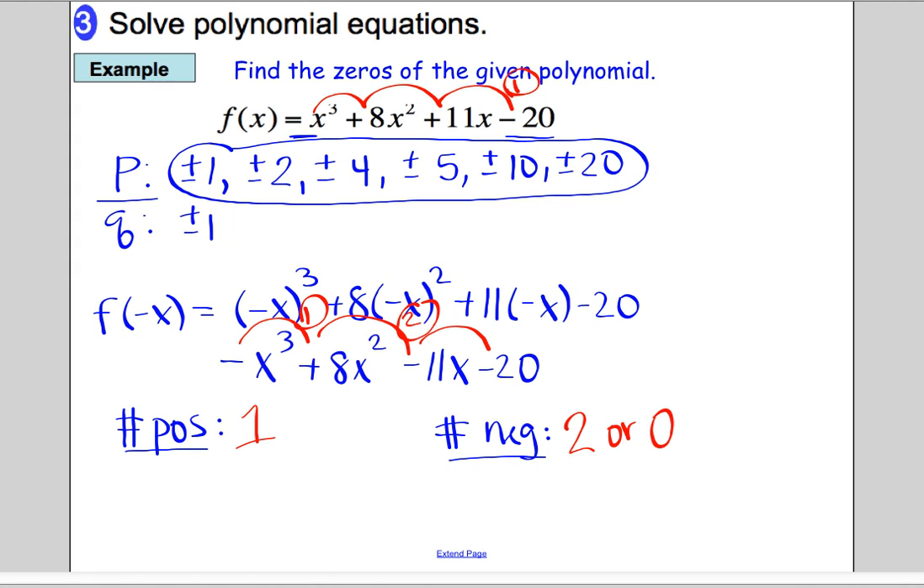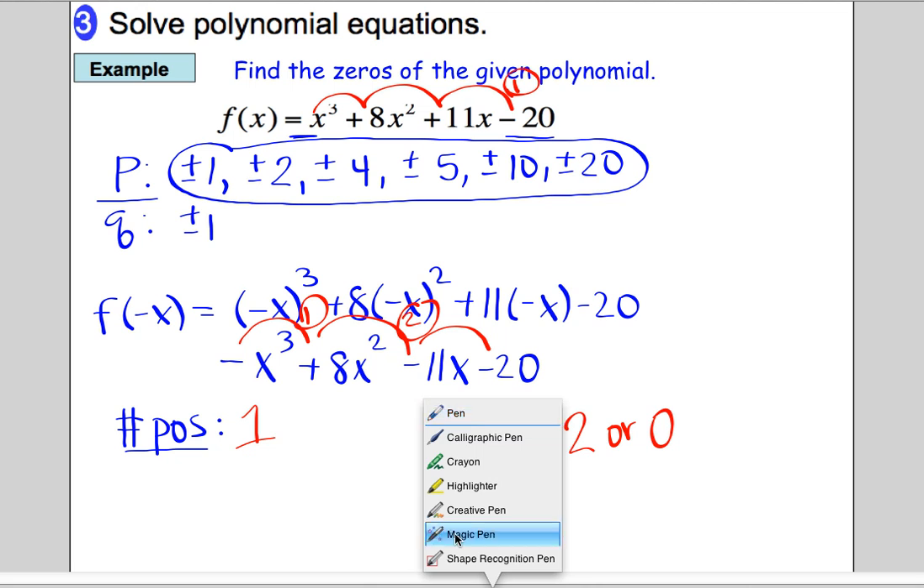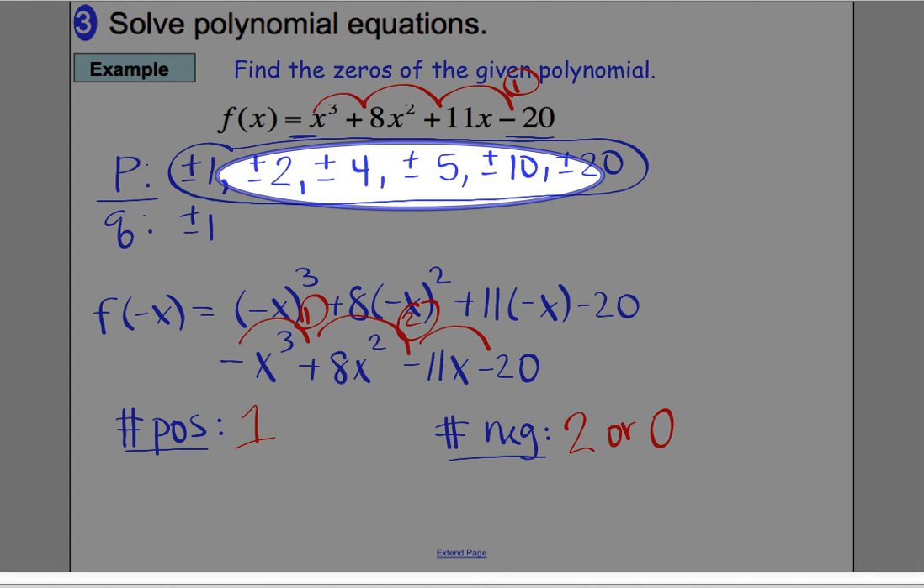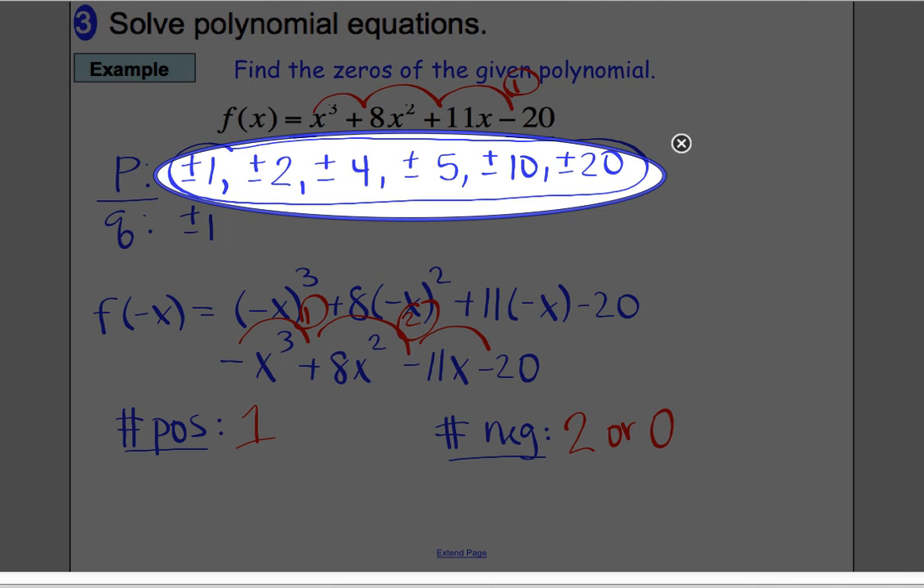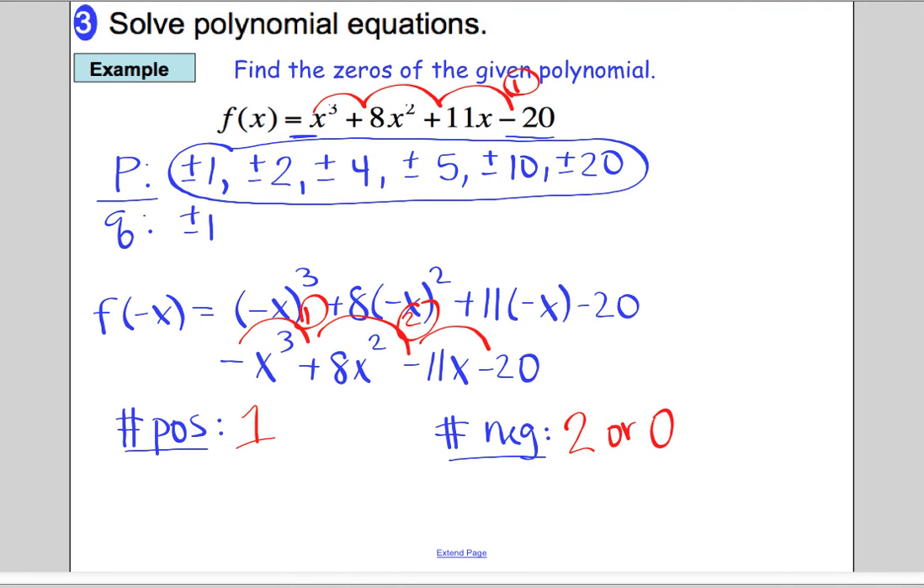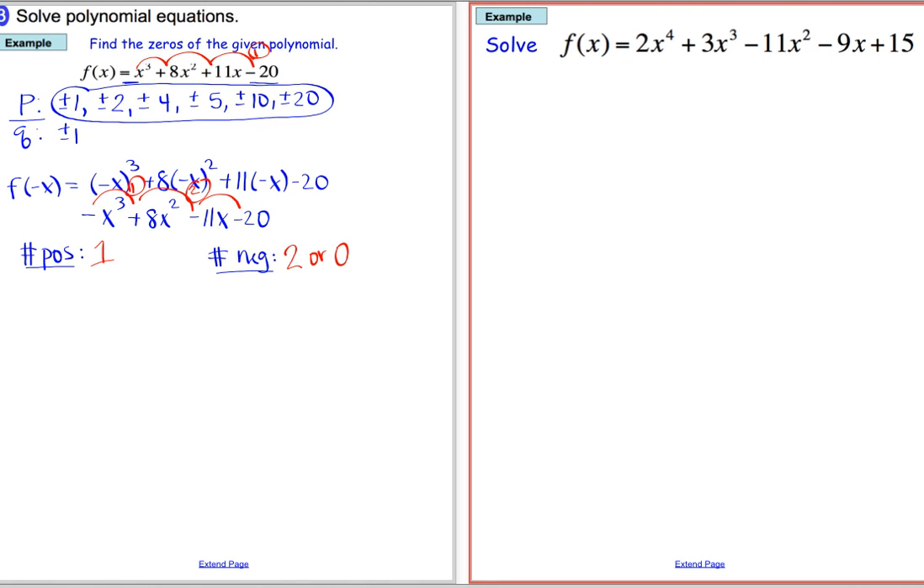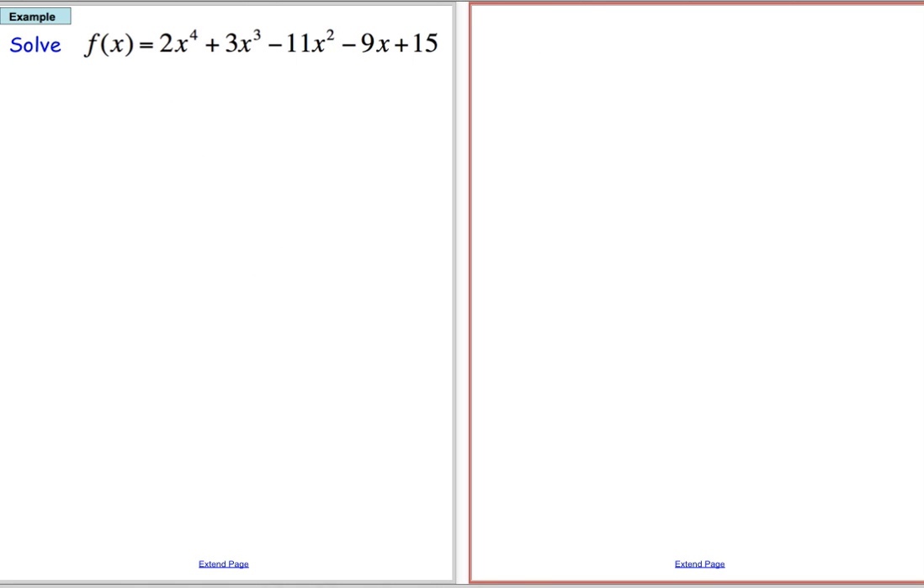Now I know out of that big list up at the top here, of our p over q's, our possibilities, I know that one positive will work and either 2 of those negatives will work or neither of them. So we're going to use those to help us now moving forward. We're going to go ahead now and start using our synthetic division to actually see which one will work.